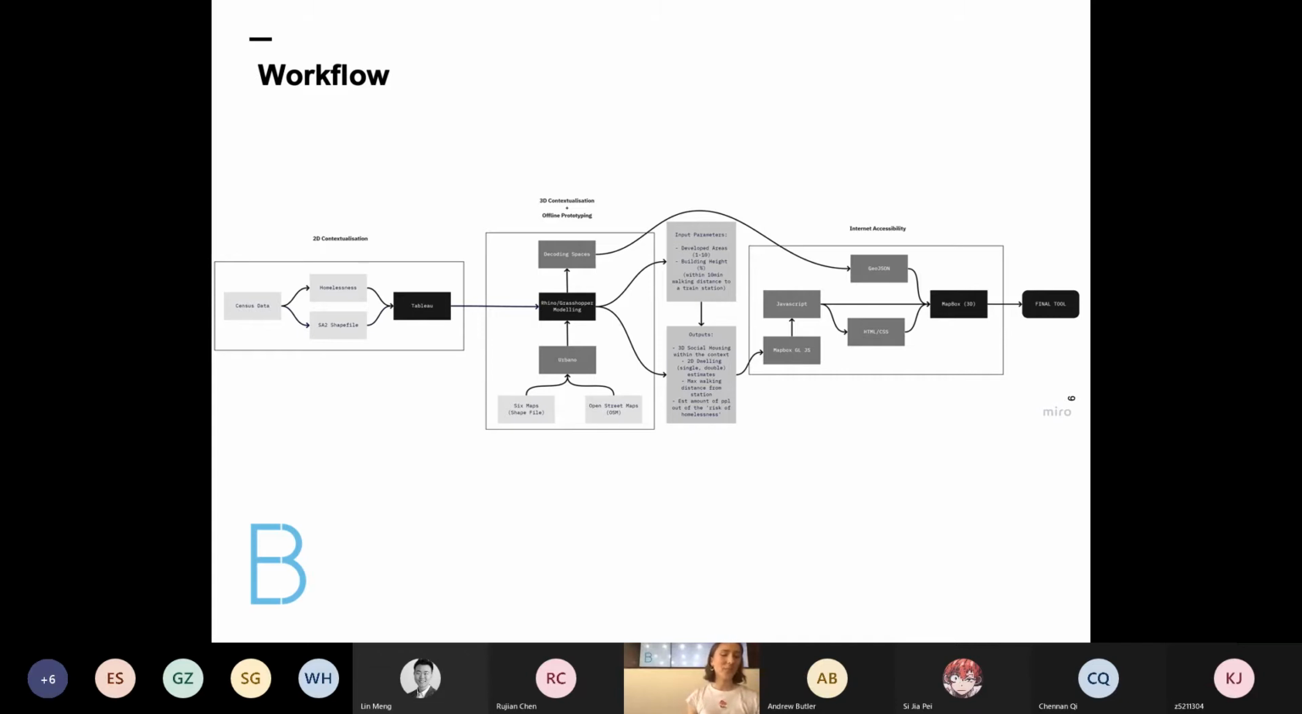And yeah, so then moving on to the internet accessibility part. So I used Decoding Spaces to convert it into a GeoJSON and therefore present it in an online environment that was accessible for multiple user groups to actually interact and use the tool.